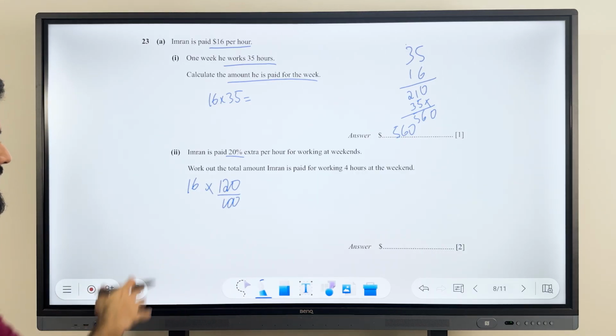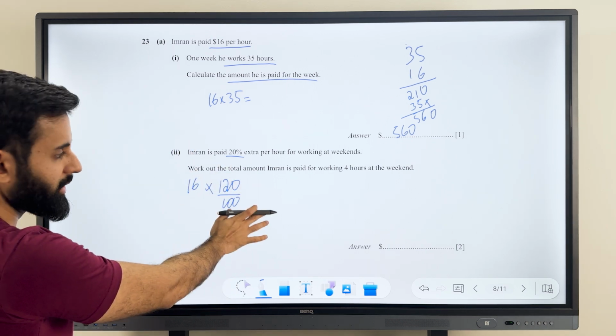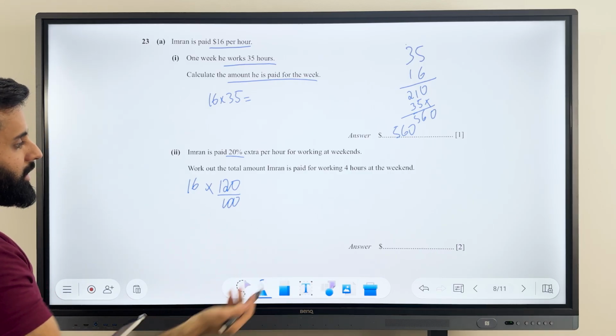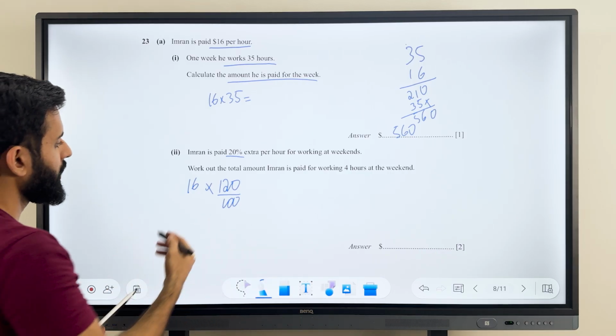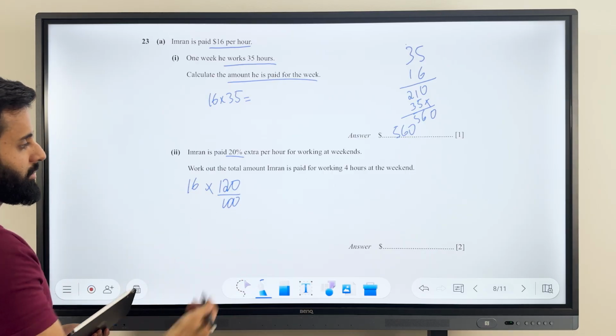You could do it the conventional way, where you make a column for percentage and a column for dollars, where 100 is equal to 16, 120 is equal to x, but this is a more direct approach which you should be familiar with. And the best way to get yourself familiar with it is to start practicing it.